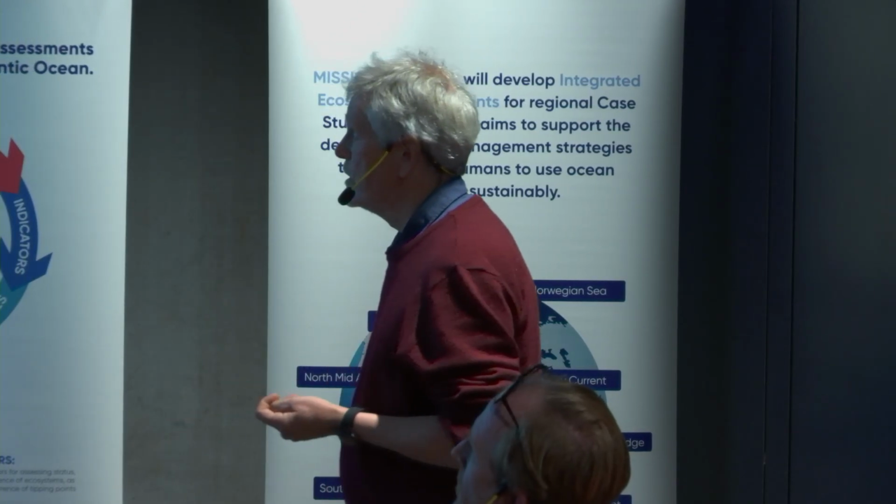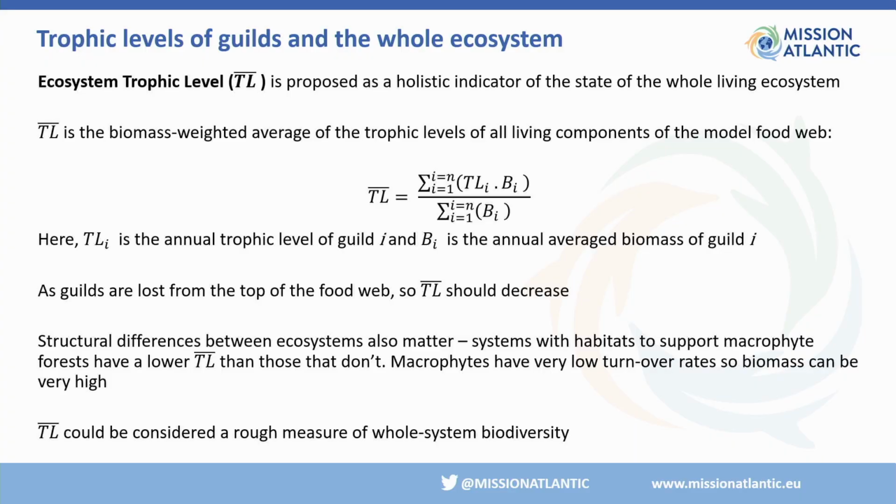Ecosystem mean trophic level. So we're proposing that as a holistic indicator of the state of the whole system. And it's the biomass weighted average of the trophic levels of all the living components of the food web. And there's the equation.